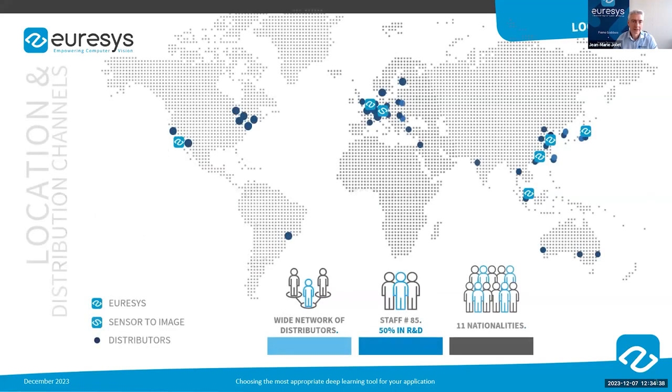Euresys is a manufacturer of machine vision components. Our headquarters is in Sourine, which is located in the eastern part of Belgium. We have R&D teams in Belgium and Germany. We also have sales and support offices in Europe, in USA, in Singapore, in China, Korea, and Japan. Currently, our staff counts 85 employees, and 50% of us are working in R&D departments. Euresys also benefits from an extensive network of distributors and is renowned for providing high-quality products and premium support to OEM and system integrators.